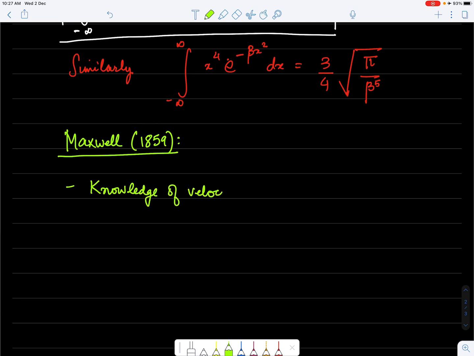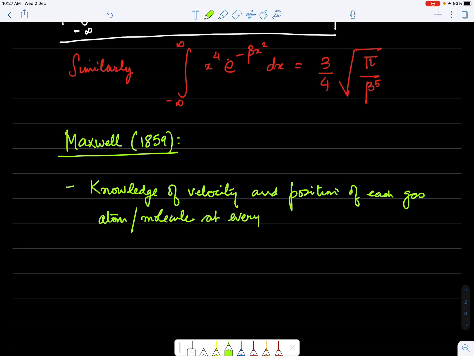velocity and position of a gas, position of each gas atom or molecule at every time instant is not critically important. So he said that to describe the behavior of a gas, we don't need to know the velocity and position of every constituent particle in that gas at every given time instant.